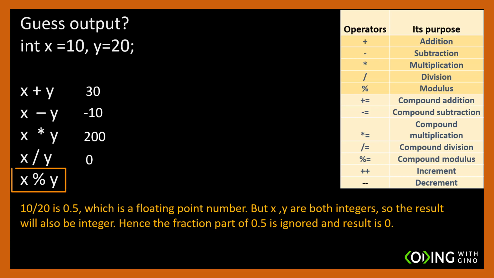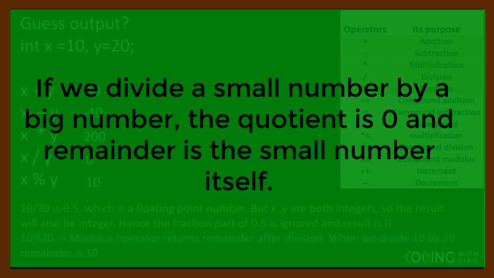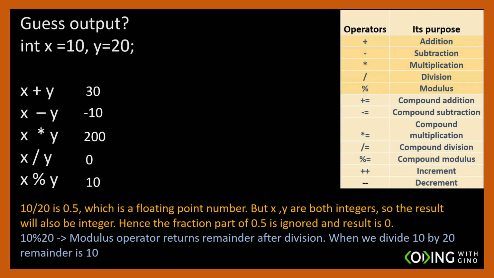How about this next one? The percentage sign is called the modulus operator. It is read as x modulus y. The modulus operator returns the remainder that we get after performing division. So, when we divide 10 by 20, the quotient is 0 and the remainder is 10. Hence, x modulus y returns 10. If you have any confusion, always remember, if we divide a small number by a big number, the quotient is 0 and remainder is the small number itself.